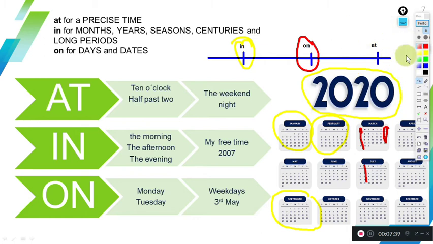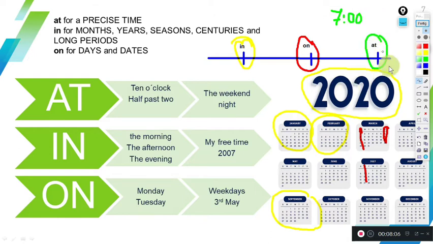At se va a emplear con fechas muy específicas. Recordemos que at va a ser muy específico. ¿Y qué es más específico que un año, que un mes, que un día de la semana o que una fecha? La hora. At se va a emplear con la hora. For example, at 7 o'clock.